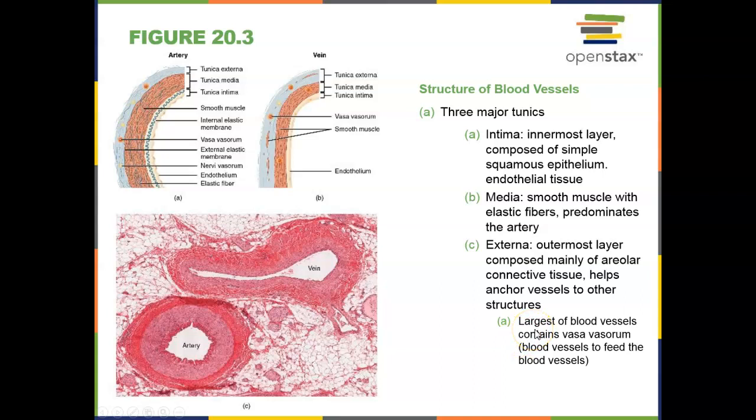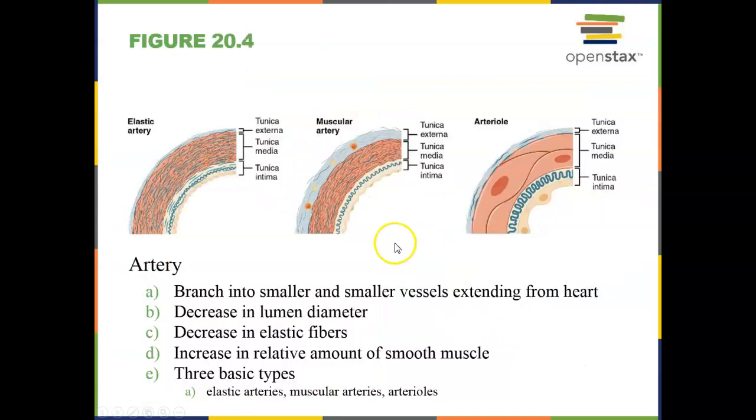Some of these blood vessels, our largest blood vessels, are going to have their own blood supply, and that's called a vasa vasorum. That's blood vessels leading to the smooth muscle layers of the tissue, of the vessels themselves.